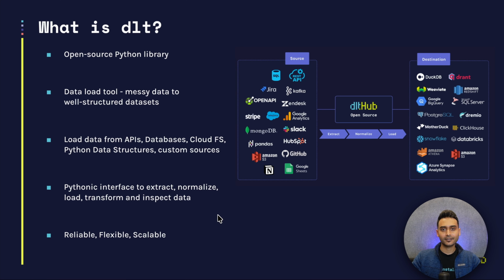You can load data from REST APIs, databases, cloud file systems, Python data structures, and custom sources. It provides a Python interface to extract, normalize, load, transform, and inspect data. You can easily build reliable, flexible, scalable data pipelines using DLT.